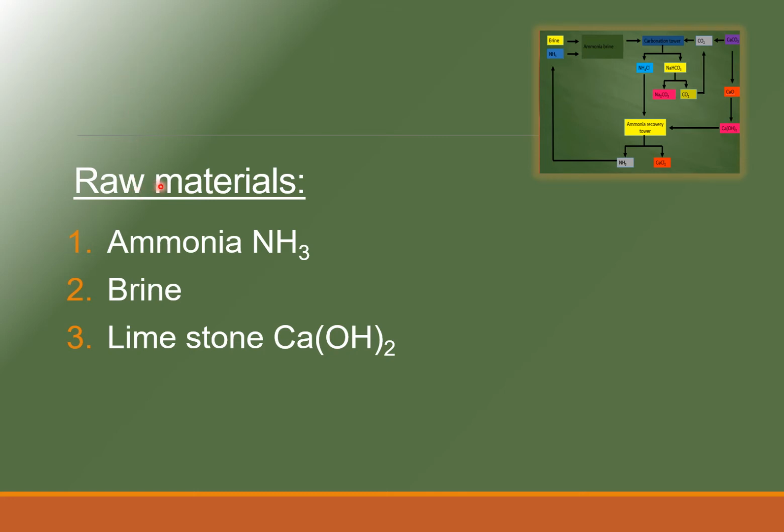In the Solvay process, we use the following raw materials. Number one is ammonia. The formula of ammonia is NH3. Number two is brine. Brine is the concentrated solution of sodium chloride in water. Number three is limestone. The formula of limestone is Ca(OH)2. Limestone is used as a source of carbon dioxide and slaked lime.